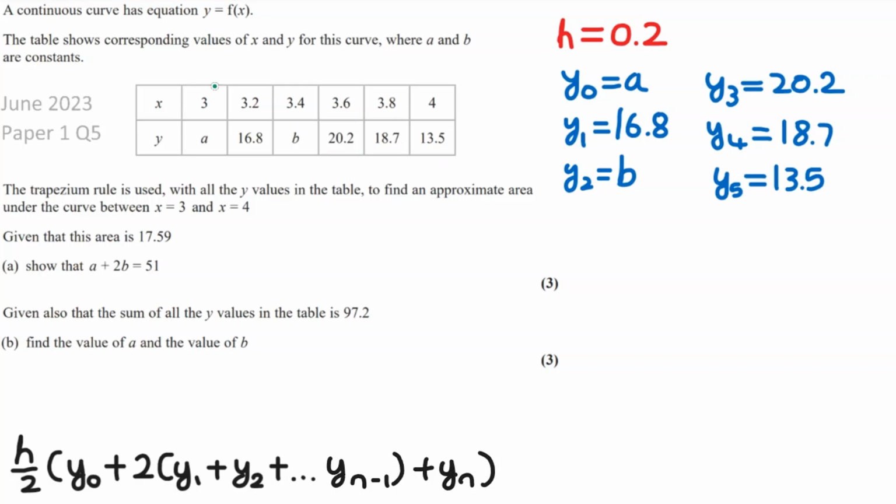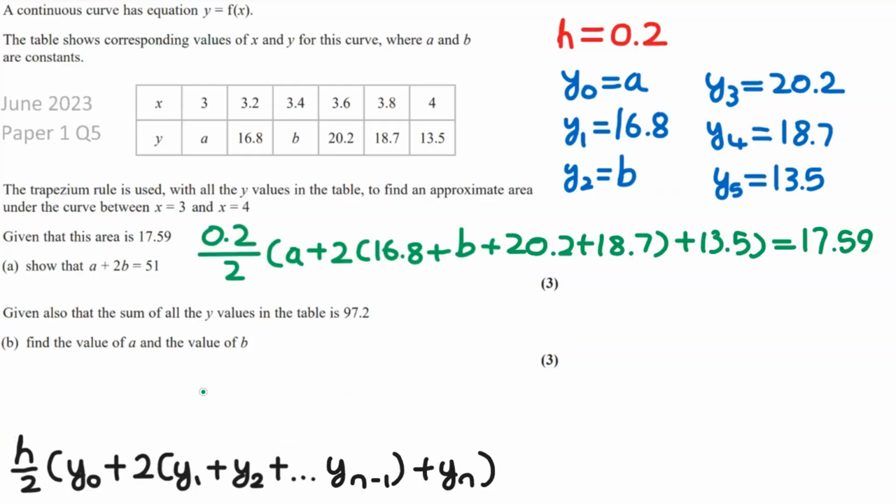So we can sub these values into this formula. So we get h over 2, which is 0.2 over 2, and then it's going to be y0, which is a, plus 2 times y1, y2, y3, and y4, and then y5 on its own at the end here, and all of this is equal to 17.59. Okay, and we need to rearrange this in order to get it in this format here.